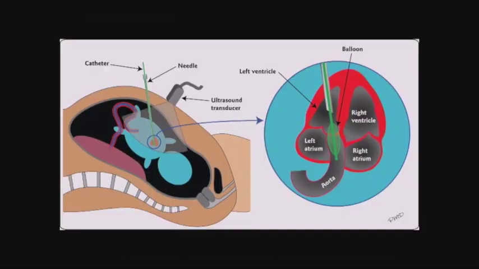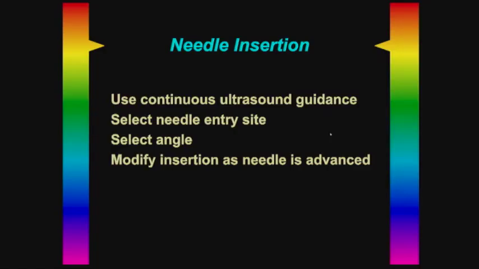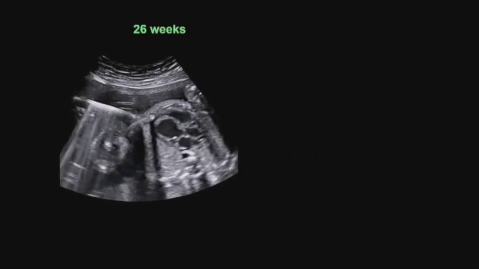These are diagrams drawn by my husband, Peter Duboulay, showing how we do these procedures. We use continuous ultrasound guidance to pass a catheter directly into the heart, and then through that catheter, we pass the wire and then the balloon across the valve and blow it up. This is done under continuous ultrasound guidance because you have to keep changing your position and direction of the needle, and you don't want to miss.